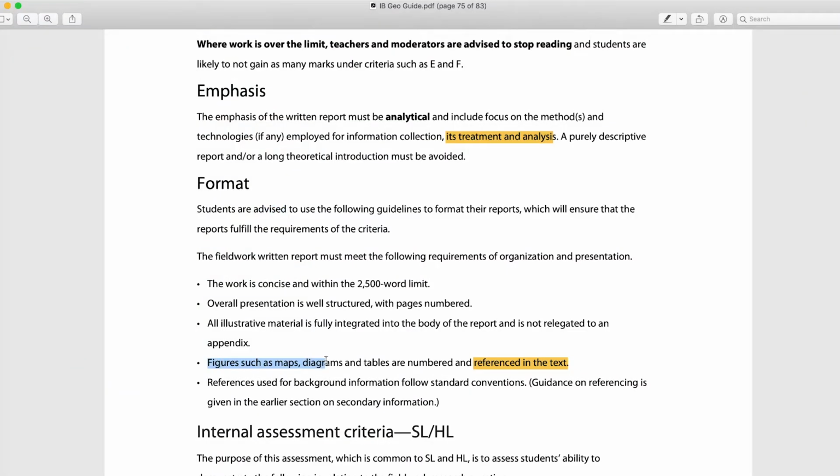And of course, format. A really important point is that it says here clearly, figures such as maps, diagrams, and tables are numbered and referenced in the text. So every single photo, diagram, data, map that you have, you need to reference it. For example, if you're saying when we went to the Threadbare River, seen in map 2, then we found this and this and this, and the results can be seen in table 14. Just small things. You need to reference every single diagram and table within your text, and this also adds a layer of coherence to your IA.